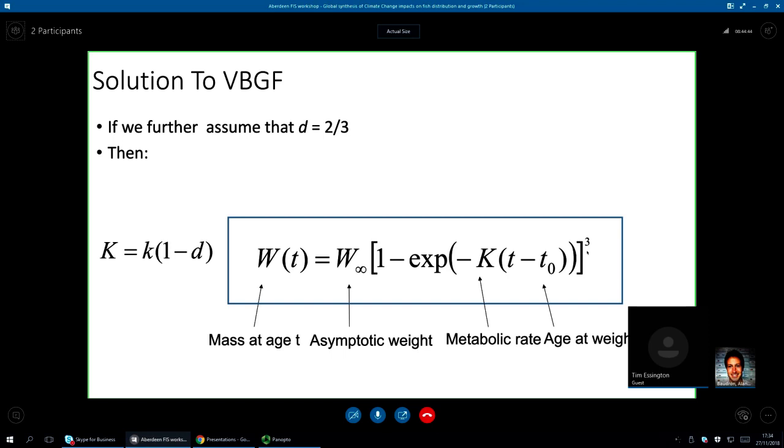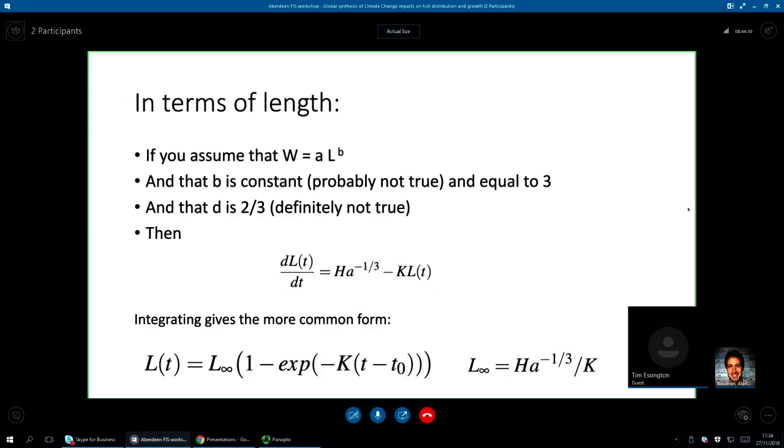The next step is then actually look at it in terms of length, which is why we don't normally do that. So if we want to do everything in terms of length, we have to make some assumptions of how length and weight scale with each other. So we have to make more assumptions to do that. So if we assume that weight is a power function of length, which it certainly is, but we have to assume that the scaling coefficient b is constant, which certainly is not true.